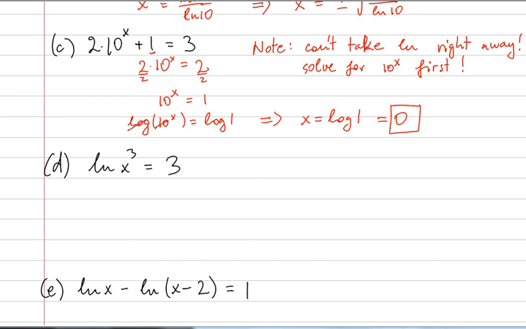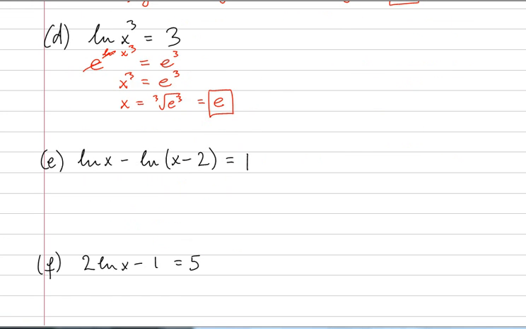Okay, next question is ln x cubed equals 3. So what we do is we raise this to the power of e. So we apply the function e to the x to the left hand side and to the right hand side. E and ln cancel, and we have x cubed equals e cubed, and therefore taking the cube root, we get x equals the cube root of e to the 3, and this is e.